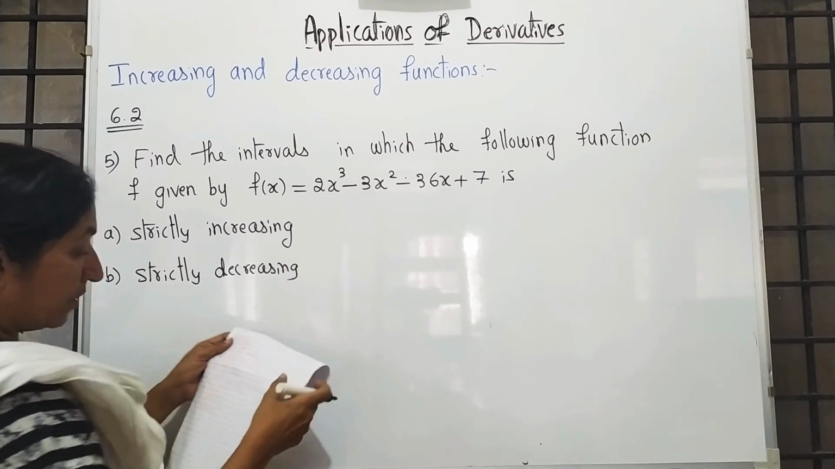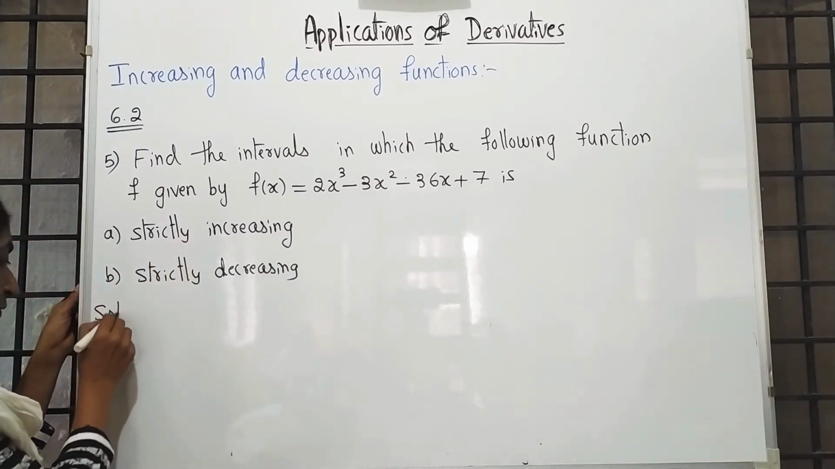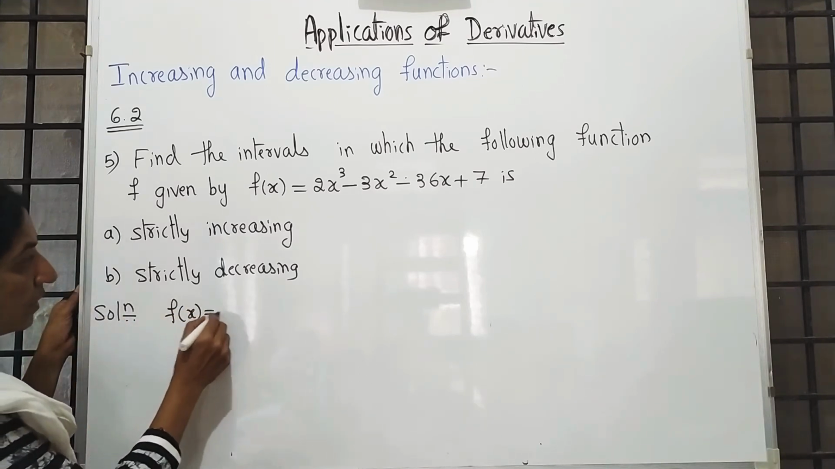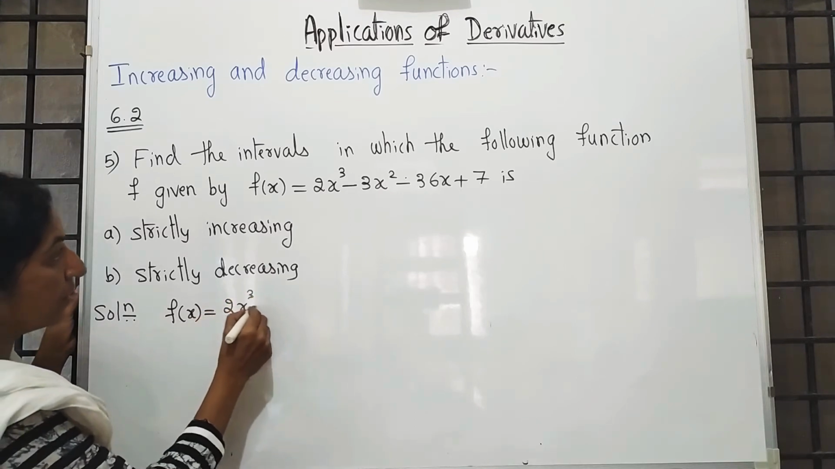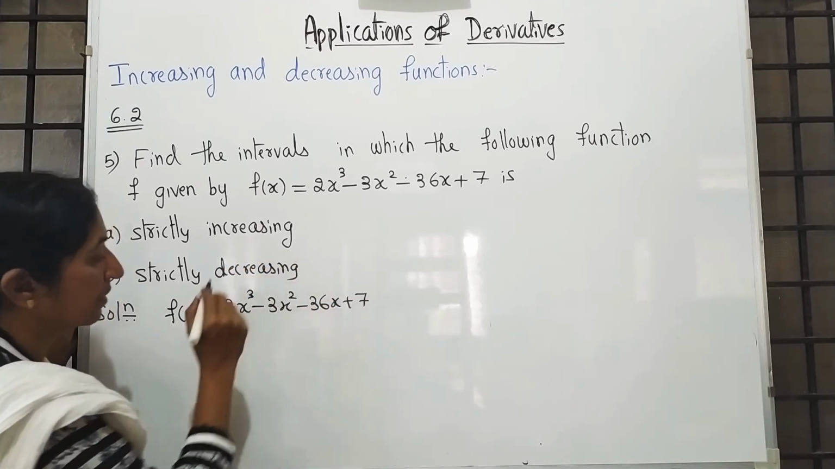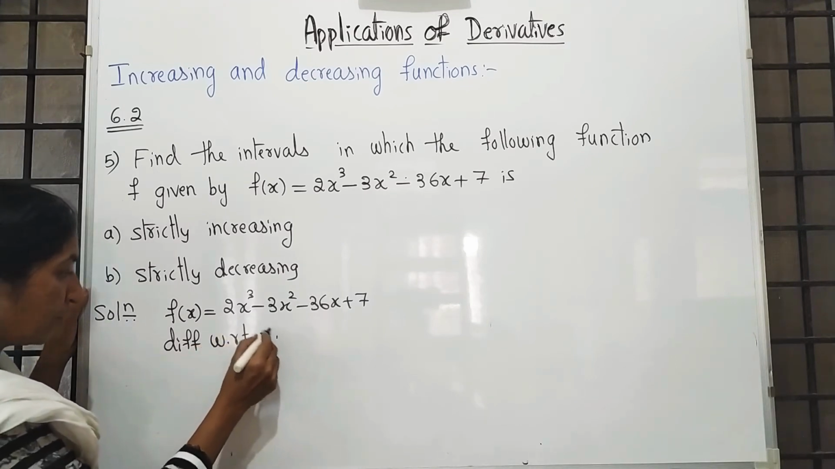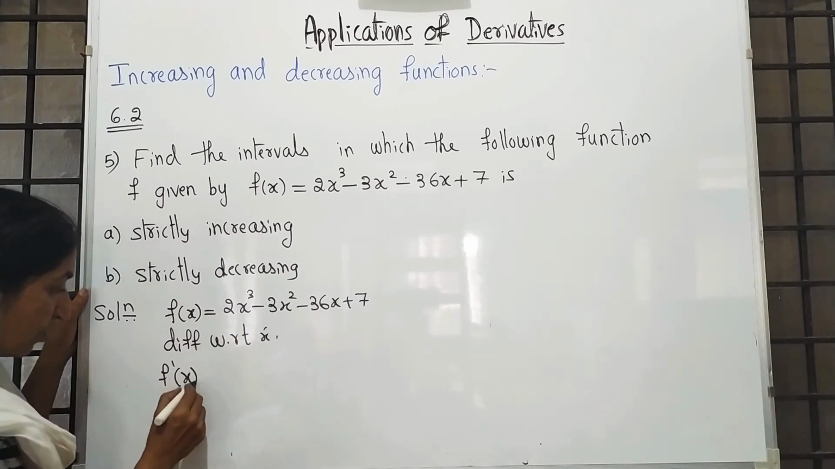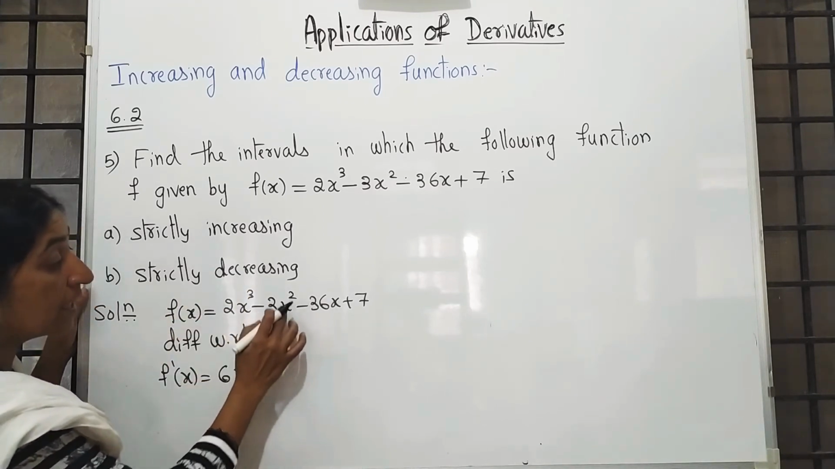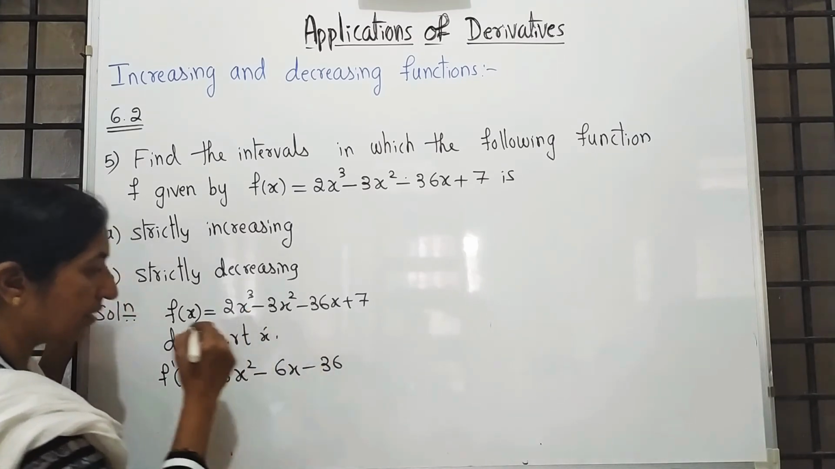Yes, students. Now take a paper and pen. If you write along with me, you will be perfect. So I will explain and I will write slowly. First write the function f of x is equal to 2x cube minus 3x square minus 36x plus 7. Differentiating with respect to x, the first derivative f dash of x is equal to 6x square for 2x cube, minus 6x for 3x square, minus 36.